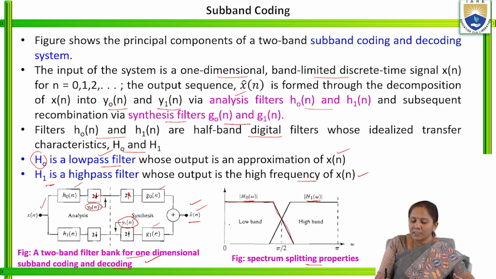And this is h1 of omega. This h1 is the high pass filter. If we see this spectrum starting from here, it shows high pass filter characteristics. So this is the spectrum splitting property. And here pi by 2 is within the range of frequencies from 0 to pi omega.